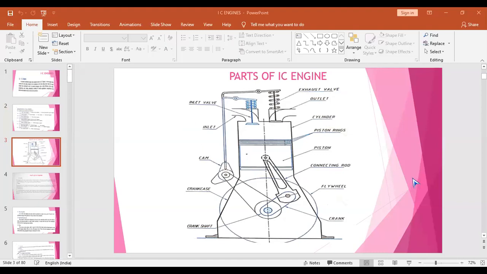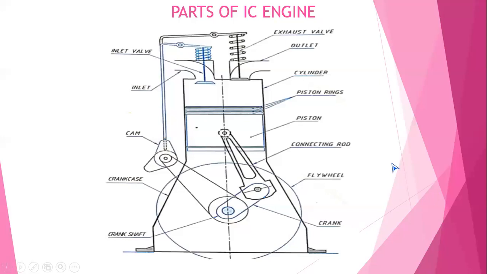All of you observe here. So this is the diagram. You can practice this diagram and write it down. This is the parts of the IC engine. Practice twice, thrice or 4 times and write the neat diagram of the IC engine. If possible, name the parts and write the function of each part.